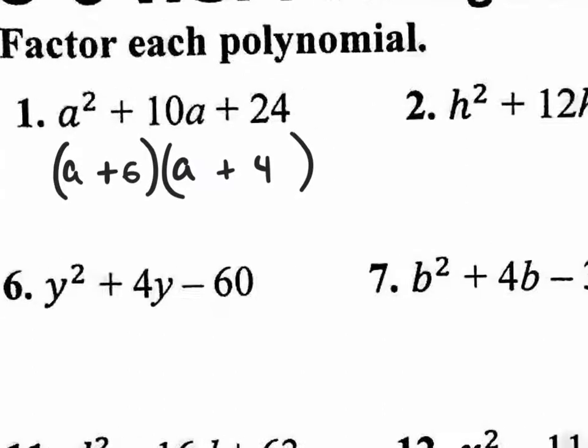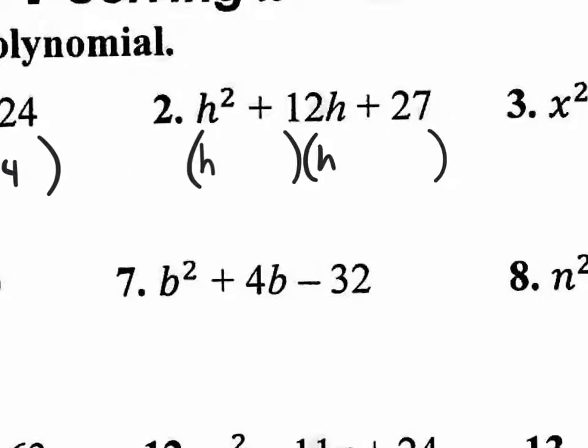Let's move on to the next one, number 2. Let's set it up. Now, again, the only reason we're able to set this up is because this is just an h squared, right? H times h is h squared. If you had a 6 right here, you wouldn't be able to set it up like this, right? You'd have to use the long method of factoring. So the shortcut only is able to be applied where your a value is 1, okay?